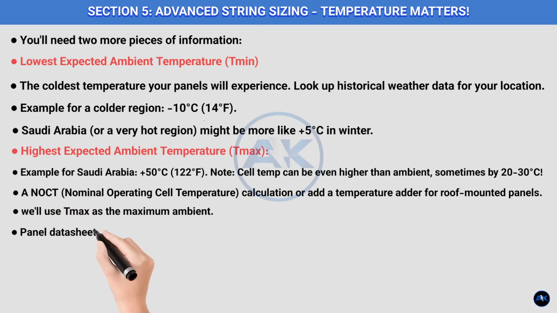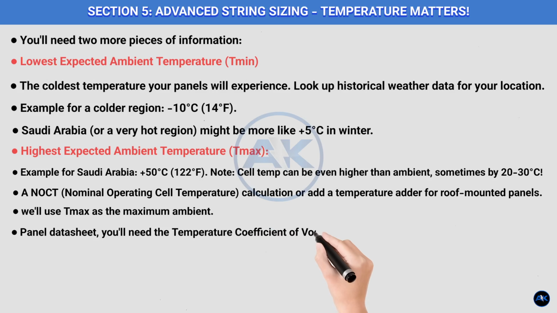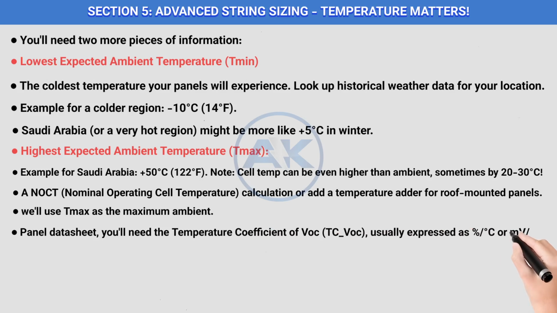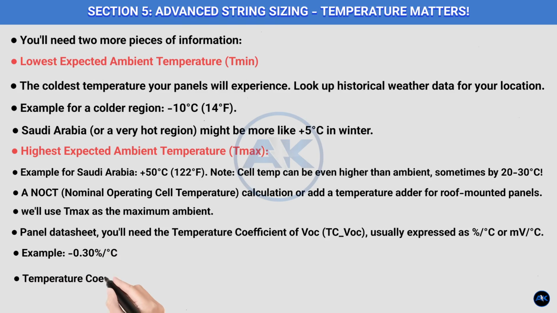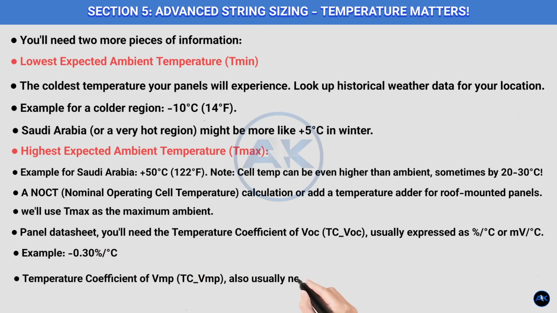And from your panel datasheet, you'll need the temperature coefficient of VOC, TCVOC, usually expressed as percent per degree Celsius or millivolts per degree Celsius. It's almost always negative. Example: negative 0.30% per degree Celsius. You'll also need the temperature coefficient of VMP, TCVMP, also usually negative. Example: minus 0.40% per degree Celsius.